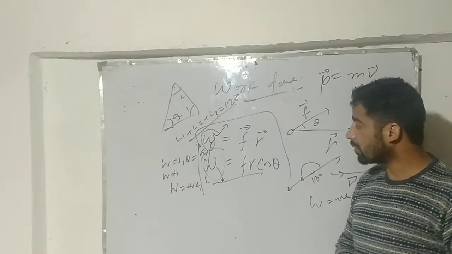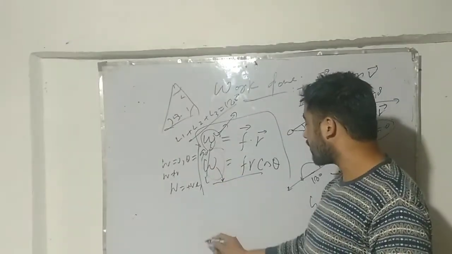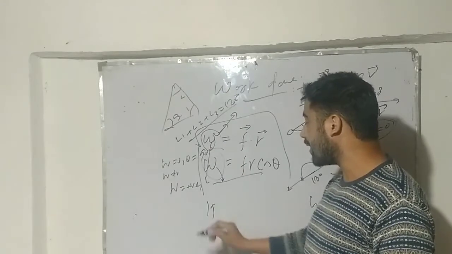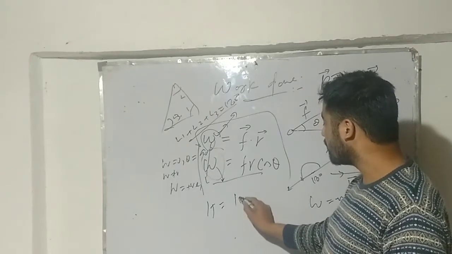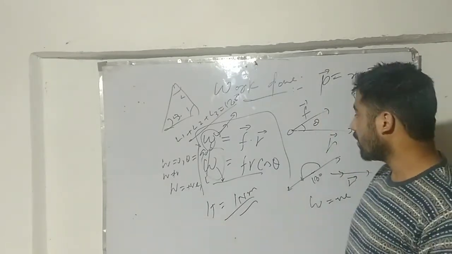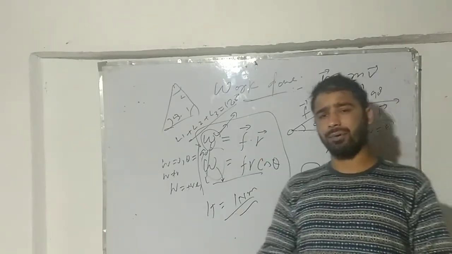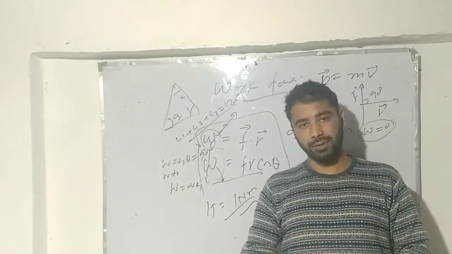So more about this work done. When we talk about its units, the SI unit of work done is the joule, and 1 joule is equal to 1 Newton meter. Okay. So this was some little intuition about what we call mechanical work done in physics.